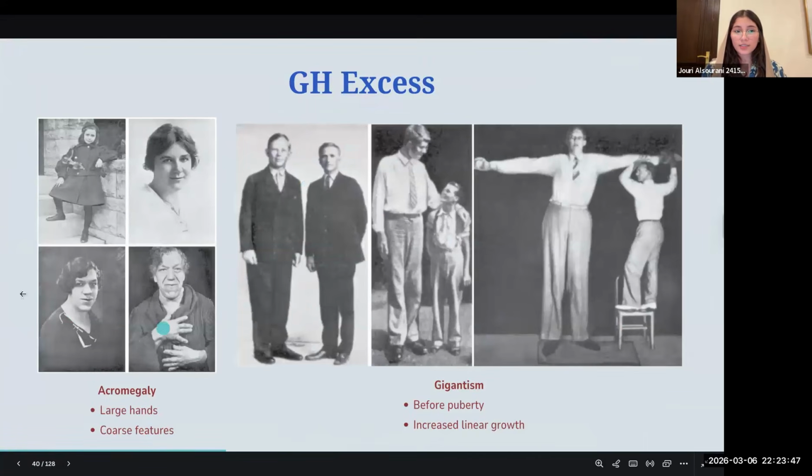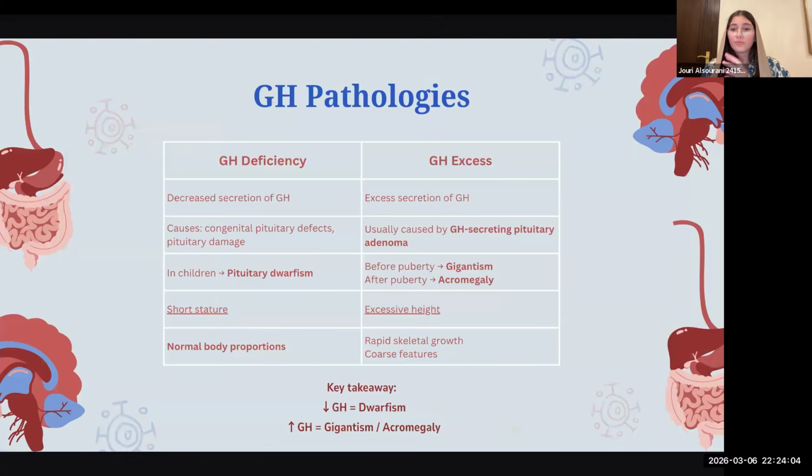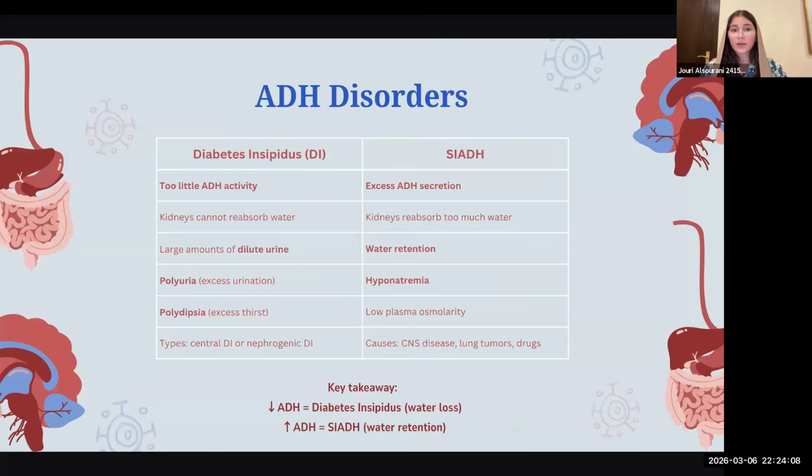Here we can see the excess. This is acromegaly. We said this happens after puberty when we have an excess of growth hormone. They're going to have very large hands, and you can see they have very coarse facial features. In gigantism, this happens before puberty, and you can see here they are very tall. They have an increased linear growth. Their skeleton is growing very rapidly.